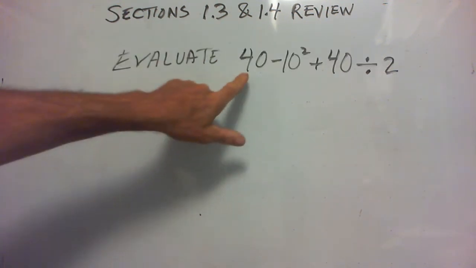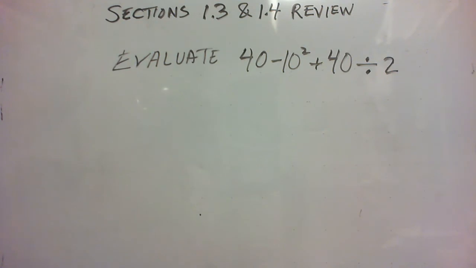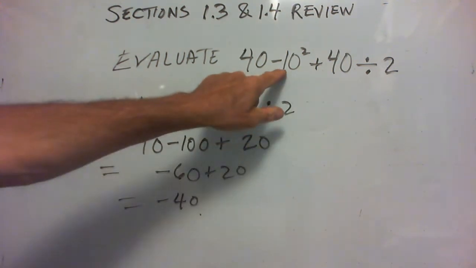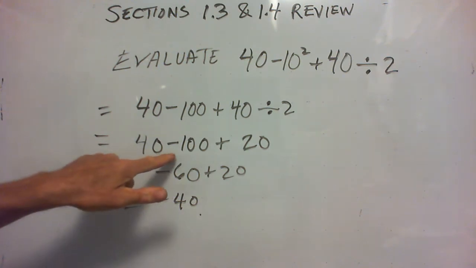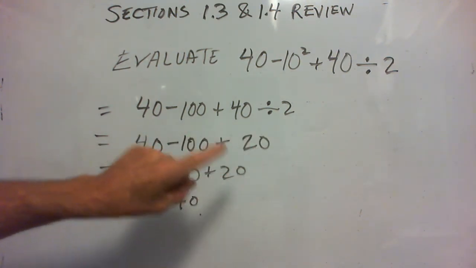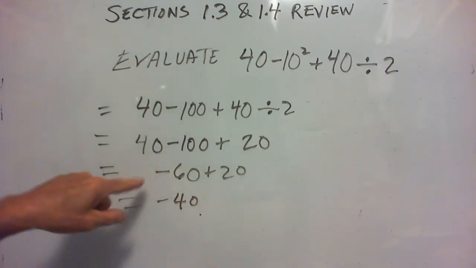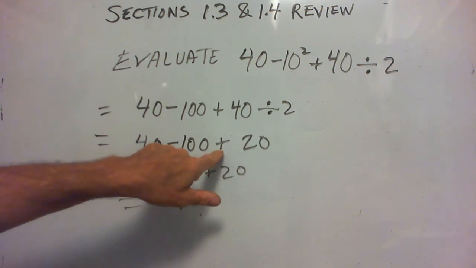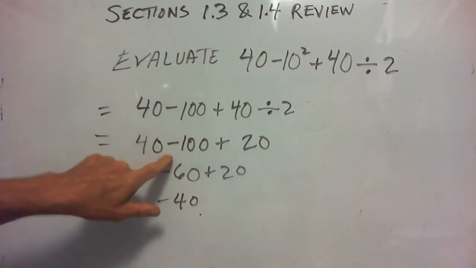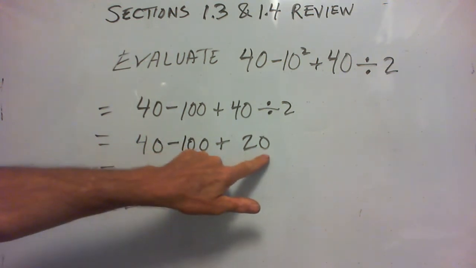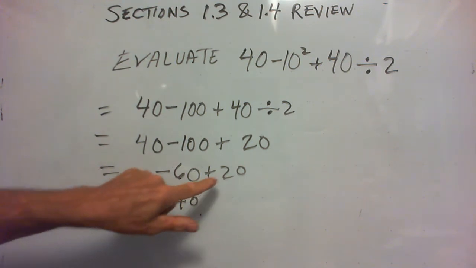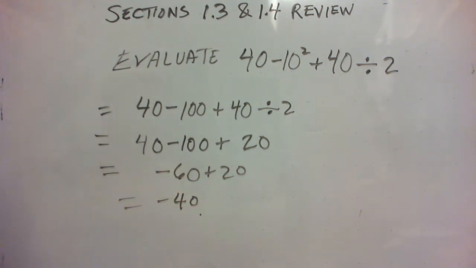Okay, next problem. Evaluate 40 minus 10 squared plus 40 divided by 2. Okay, here we do the exponent operation first. Then we do the division next. 40 divided by 2 is 20. Then we add, subtract from left to right. And see here, even though the add is to the right of the subtract, we go from left to right. So it's 40 minus 100 is negative 60. And then add 20, negative 40.